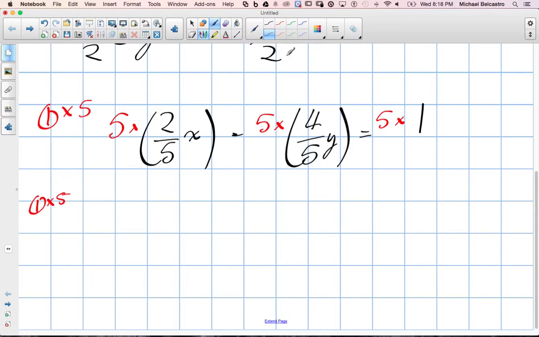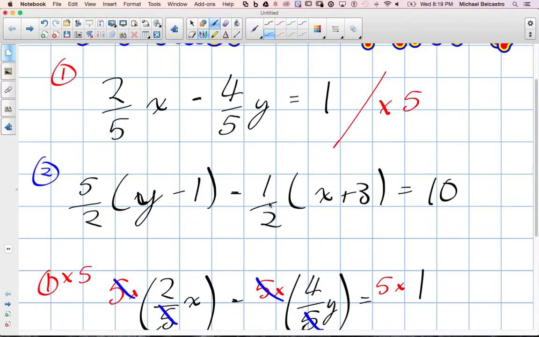What actually happens here is these 5s cancel out, right? Great. And then this is what happens on this side here. Times 5. Great. So these became 1s. So now we're left with 2x minus 4y is equal to 5. Much nicer, way easier to look at.